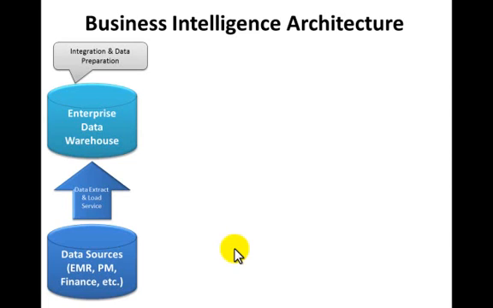So what might be the answer? Well, we believe the answer is a business intelligence architecture. And a basic business intelligence architecture, as this graphic will show, takes all of those different data sources in a healthcare organization, again, the EMR, the practice management system, finance, HR, etc., and it loads all of that data into a central database called the Enterprise Data Warehouse.